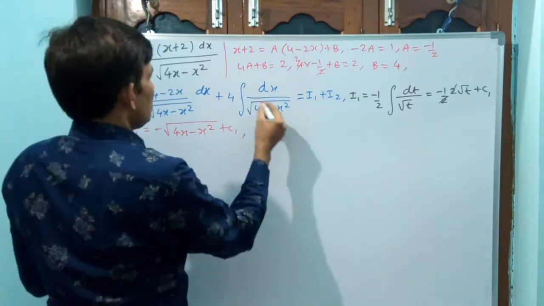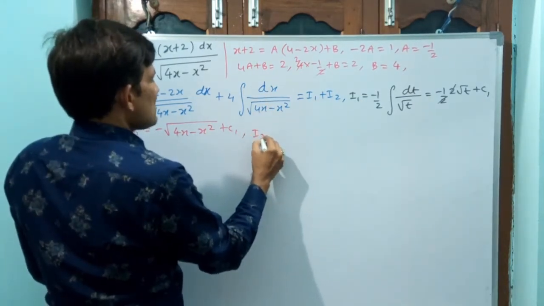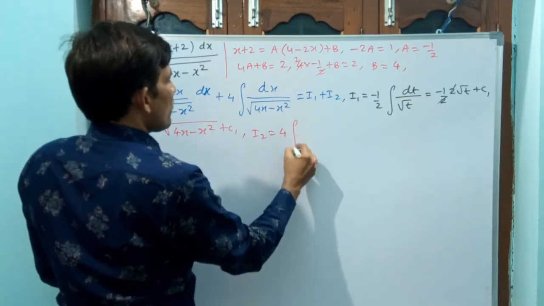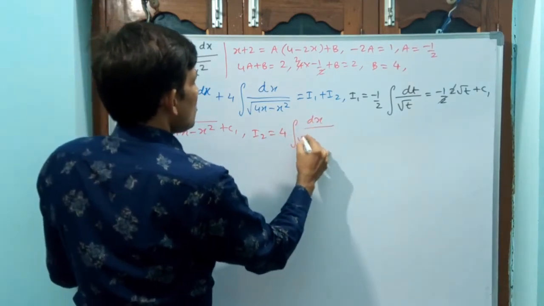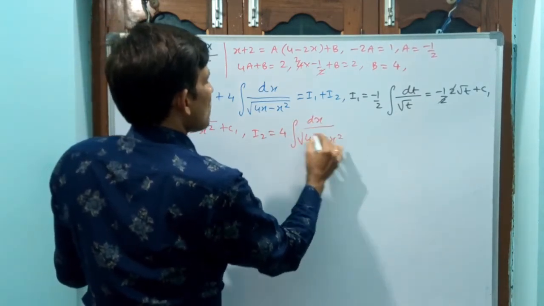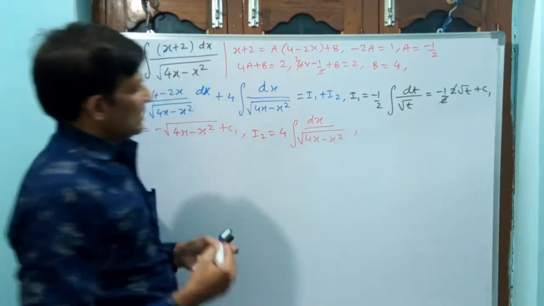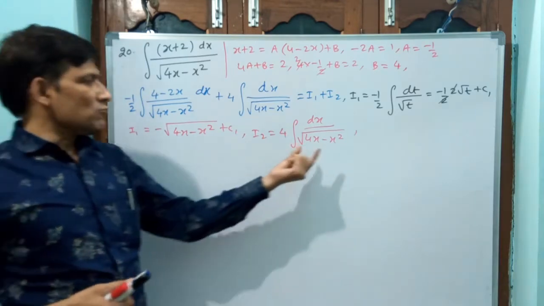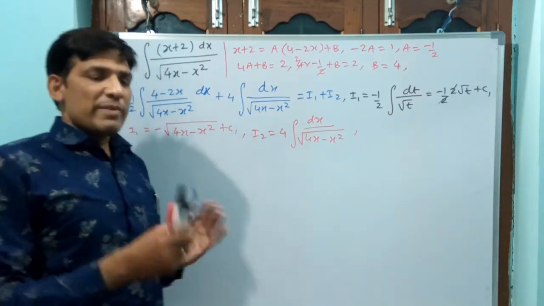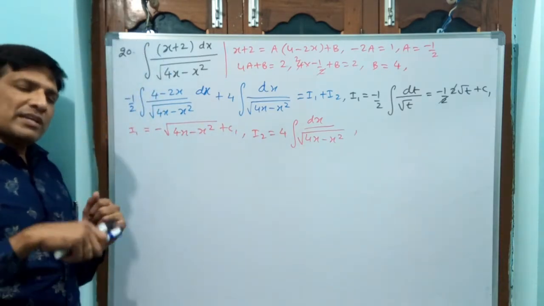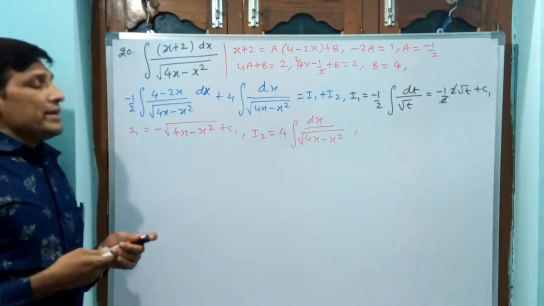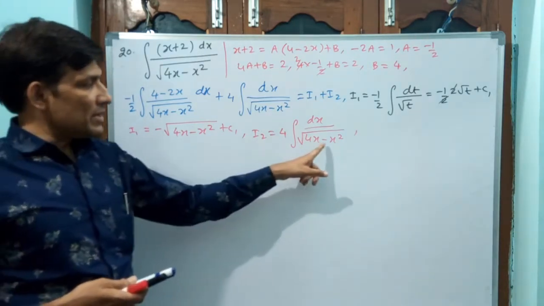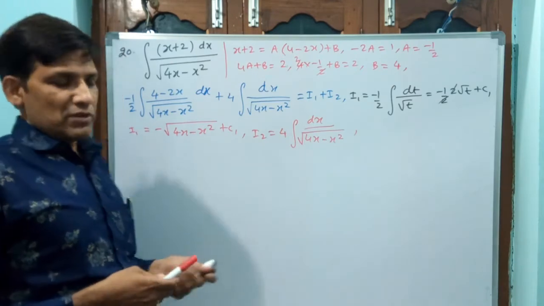Now go for I2 also. I2 is a little bit of calculation you have to do. I2 is equal to 4 integral dx by square root of 4x minus x square. Now you stop and think. You see here, this quadratic expression you have to convert into a square minus x square or a square minus x minus something whole square form. And a square minus x square form only will come. Why? Because x square is having a minus coefficient, minus 1.